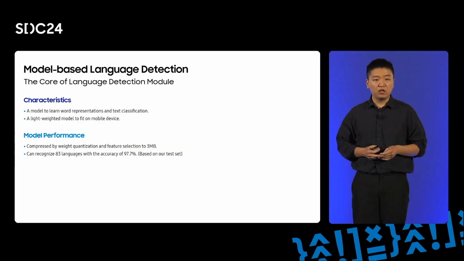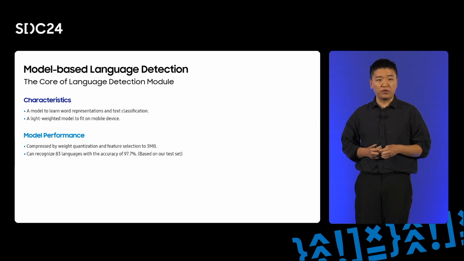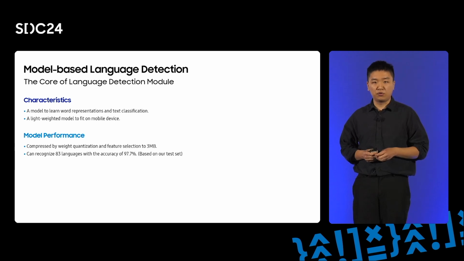First, our model is designed with the structure to learn text classification and word repetition. We also made sure that it is light enough to fit on mobile devices. The size of our model, after being compressed with weight quantization and feature selection, comes to 3 megabytes. We trained it to identify 83 languages, and with our evaluation test set, the accuracy of it is approximately 97.7%.